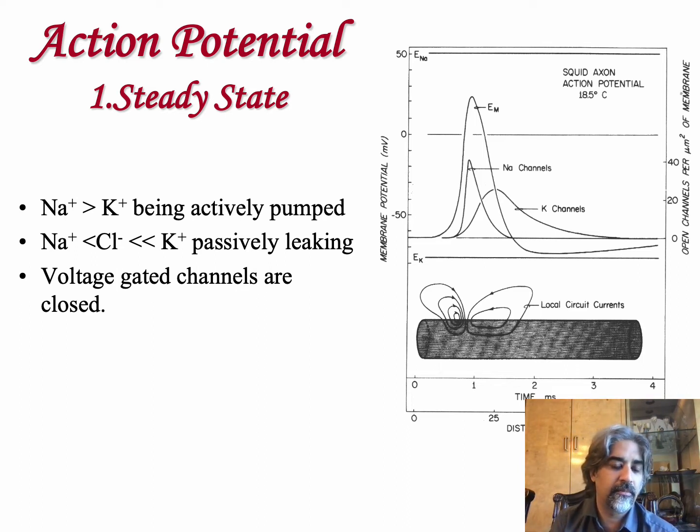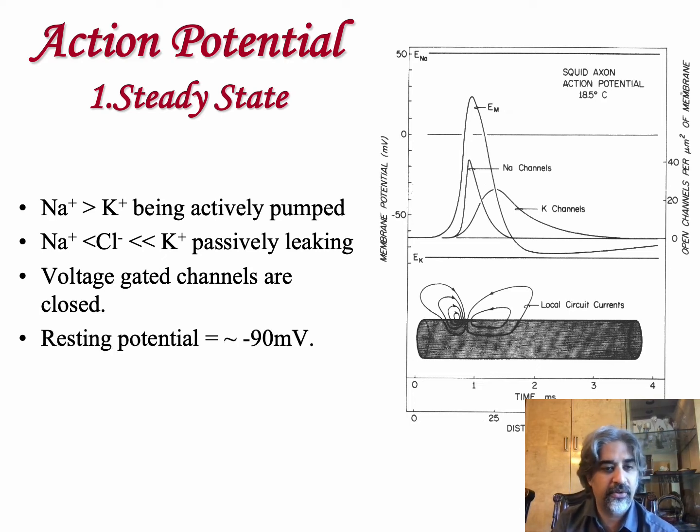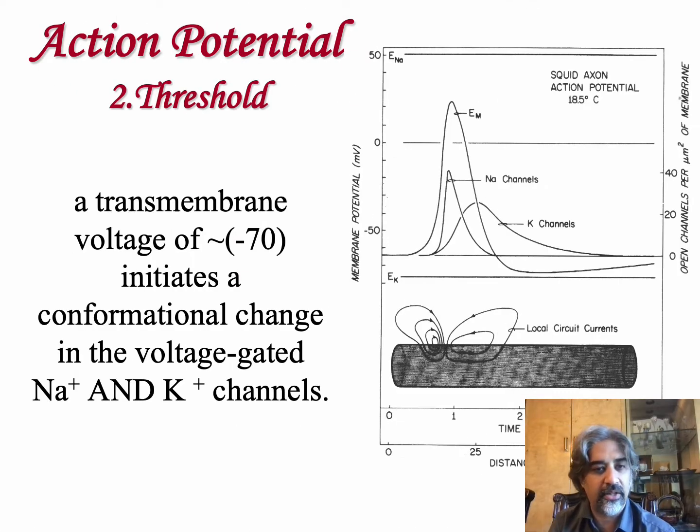There's a lot of potassium permeability because of the leak channels. There's a little bit of chloride, but very, very rare sodium leakage. And voltage-gated channels are closed. The resting potential is between negative 70 and 90 on the inside.